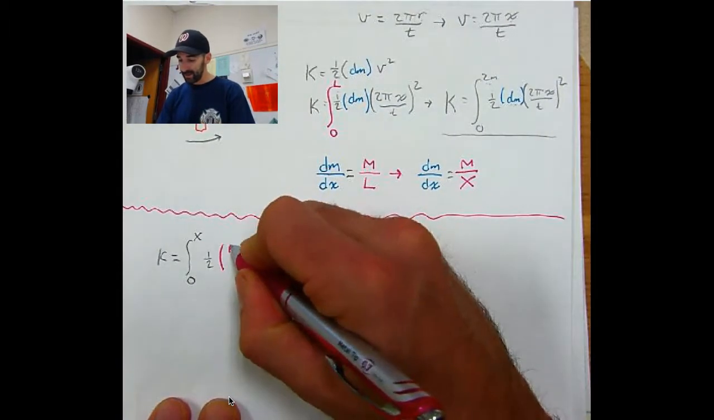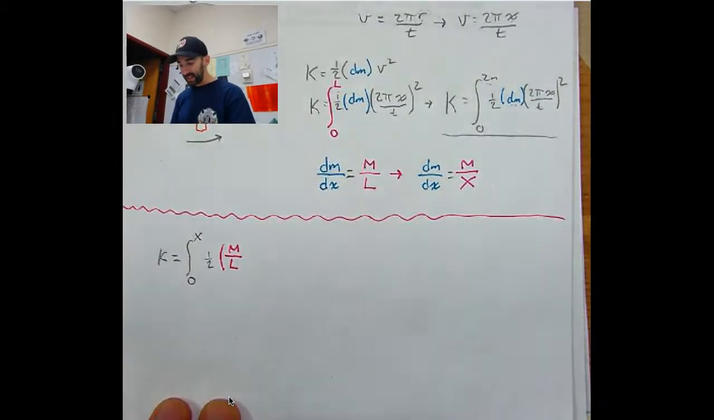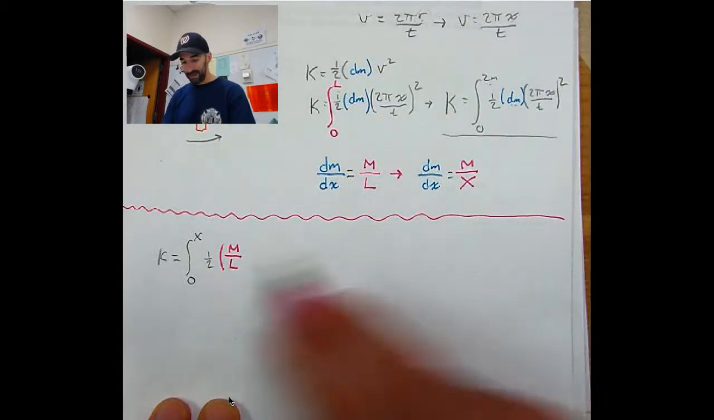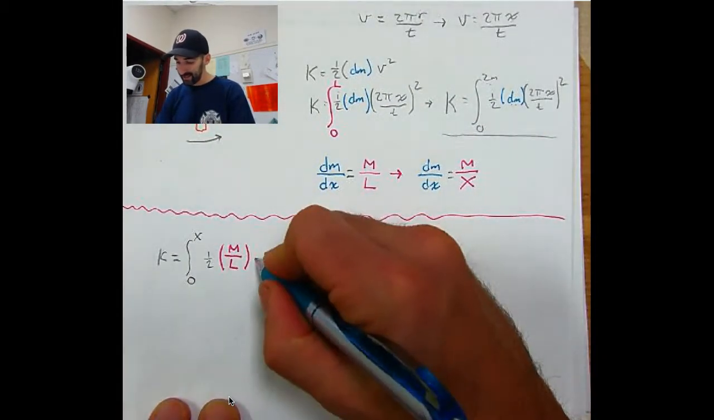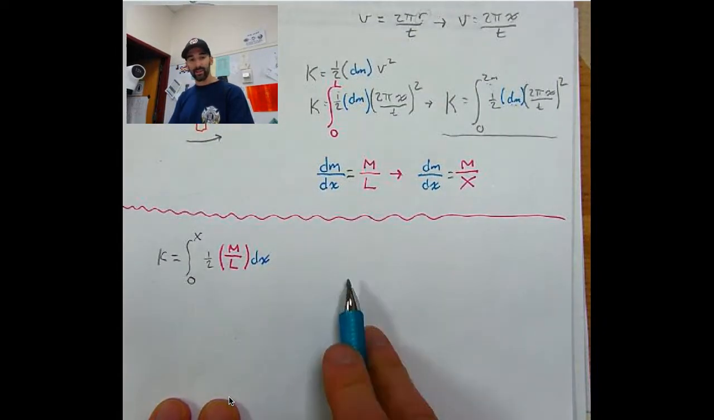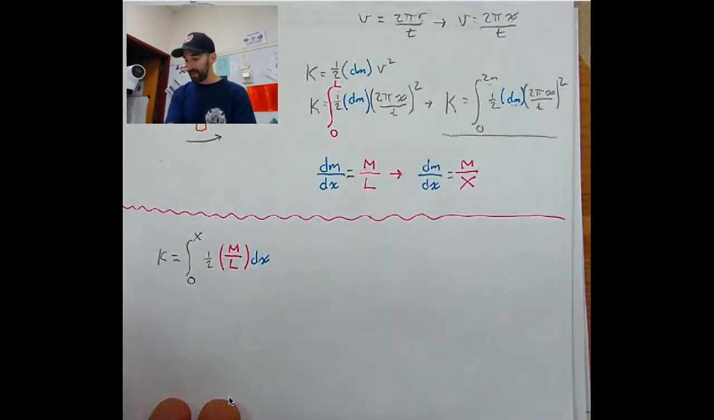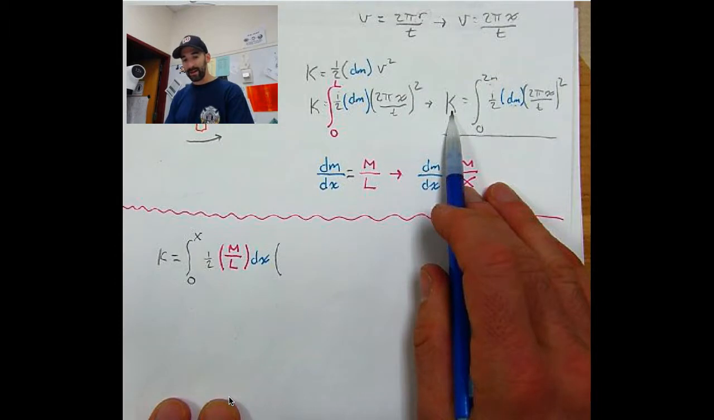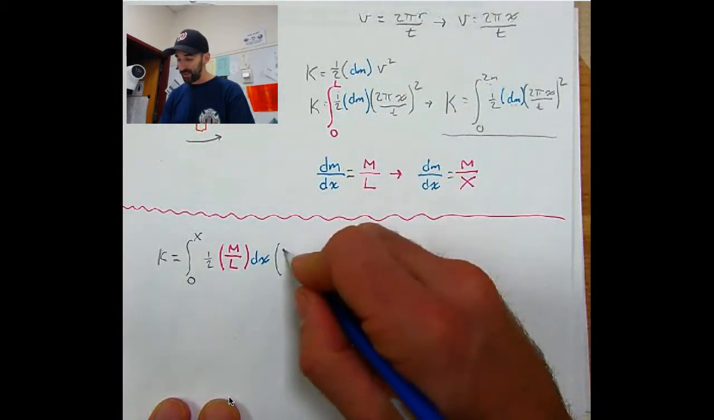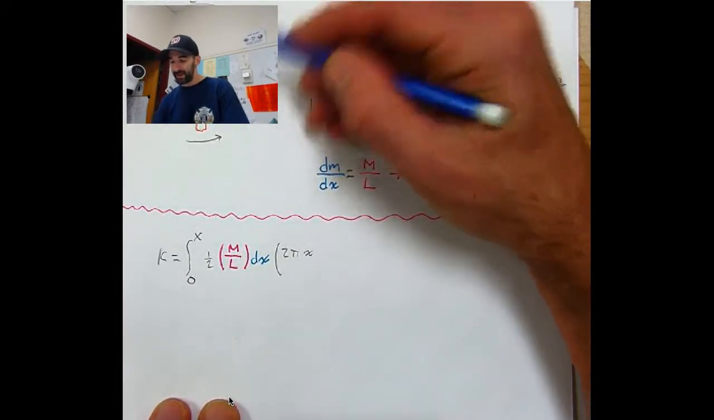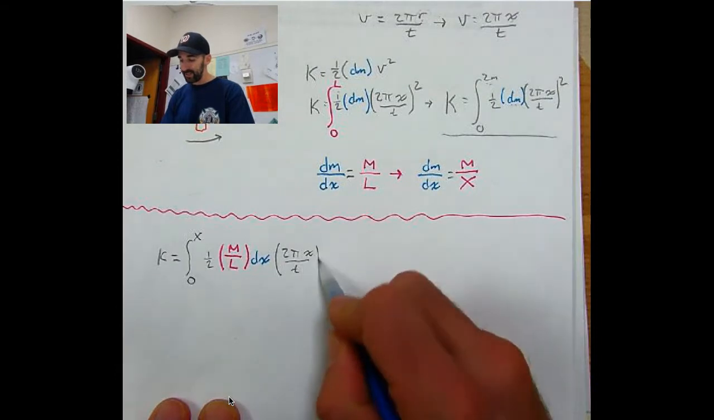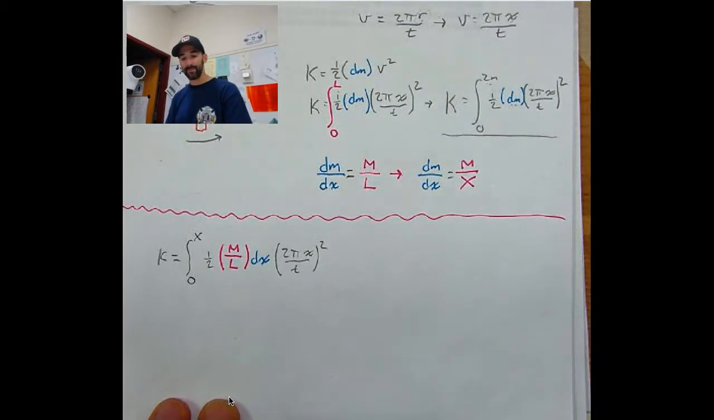I'm just going to put that in now. Times m divided by the entire length of the bar, times dx, that's where I'm integrating about. Then I'm going to multiply that by the velocity, 2 pi any x, from here to here, from there to there, divided by t. That whole thing is squared. Now I'm hopeful that this is making a little bit of sense here.